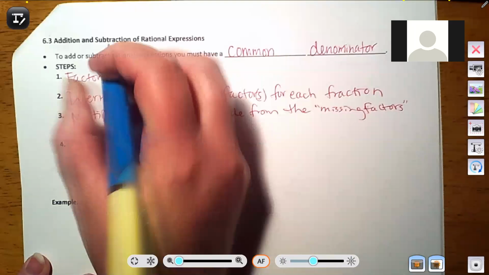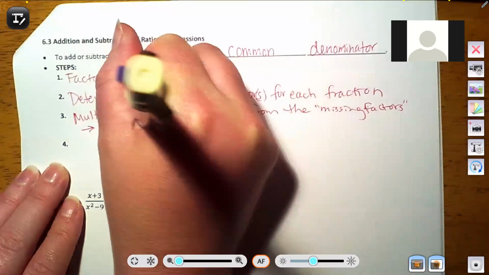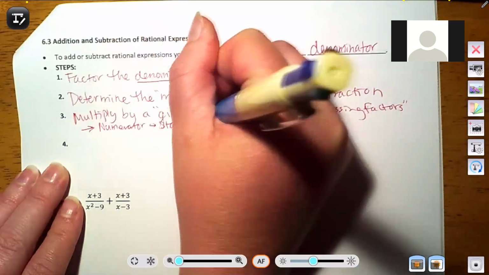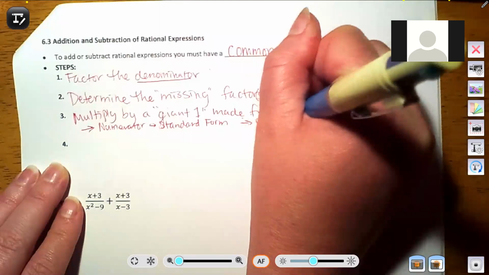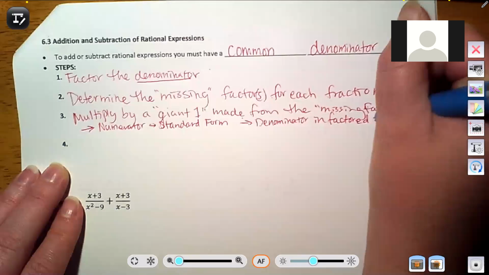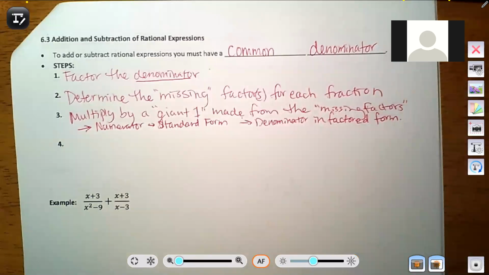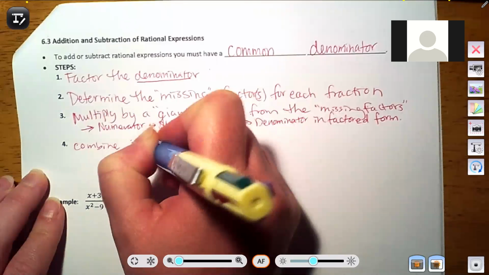Again, we want the numerator in standard form so we can combine like terms. And we want the denominator in factored form, so we can see they're the same, and so that we can potentially cancel out common factors in our simplification once we've added the expressions, because again, we're adding or subtracting these rational expressions. So combine and simplify if possible.